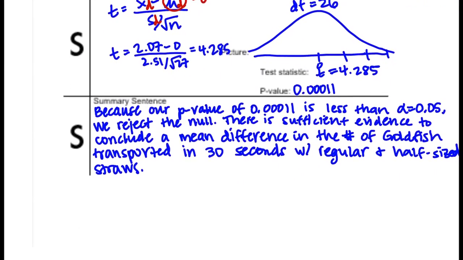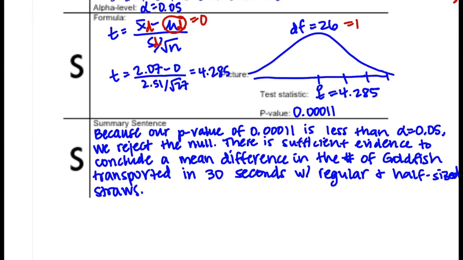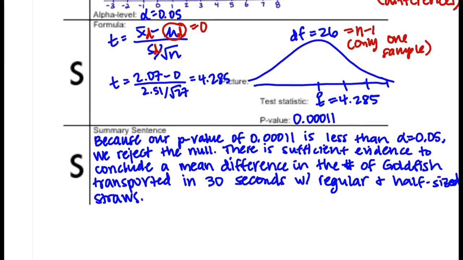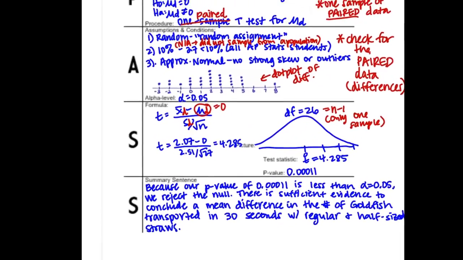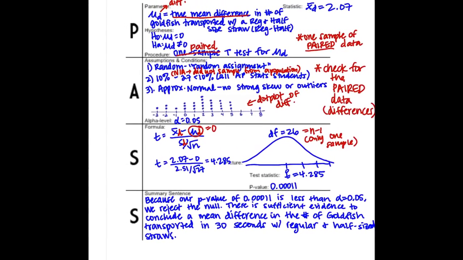The df equals n minus 1. There's only one sample. So just keep in mind this is all one sample stuff, and then our last S is the same as always. So hopefully you were able to do that. If not, just remember that this is a one sample procedure. So we've already learned this, and we did it when we practiced, do AP Stat students get enough sleep? So you can refer back to that lesson to see the one sample rules.